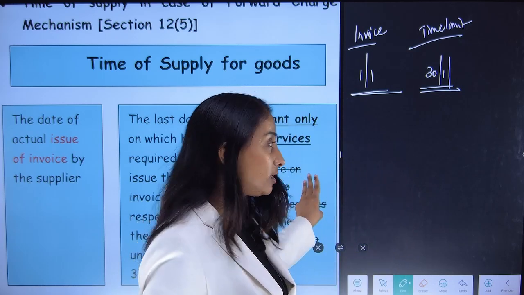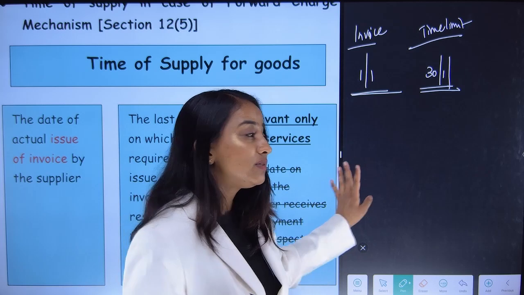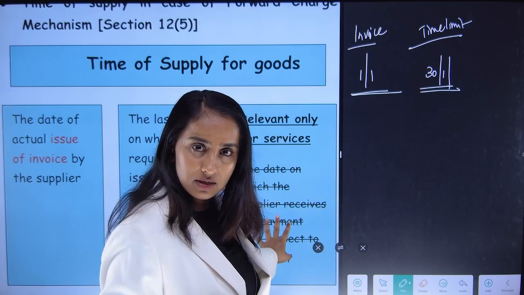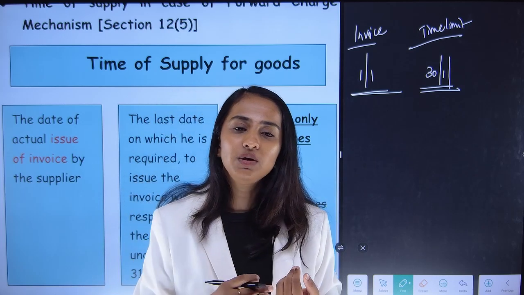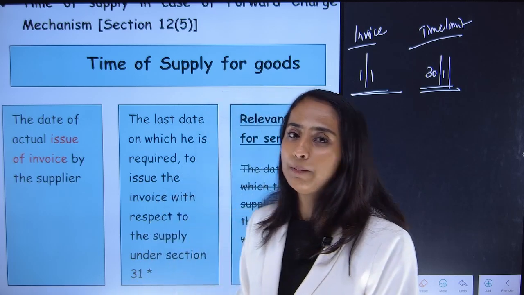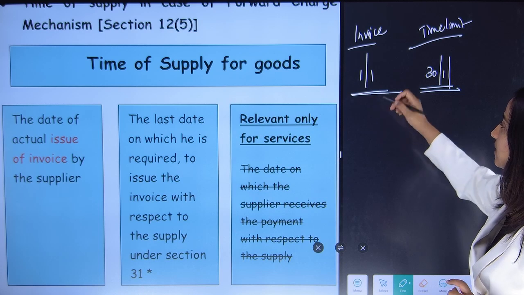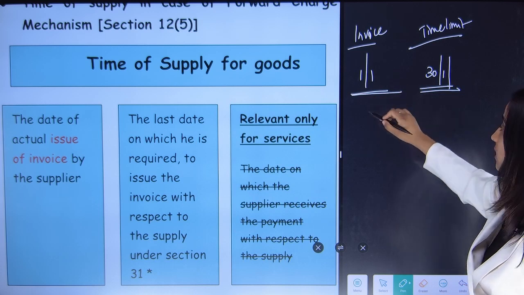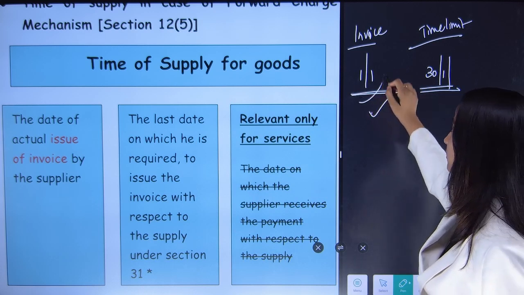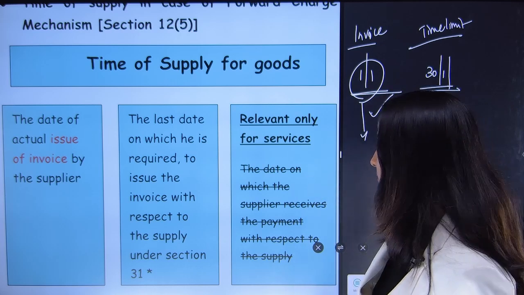This is also there. But by virtue of a notification, they're saying this will be applicable only for services. You have to see the date of receipt of payment only for services and not for goods. You don't have to compare and see the earlier of the three. So in this case, let's say the earlier of these two is this, and this will be my time of supply. In this month I will have to discharge GST to the government.